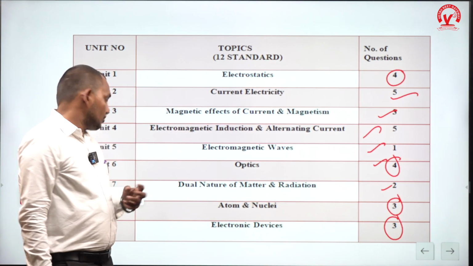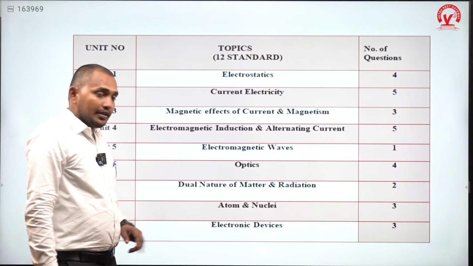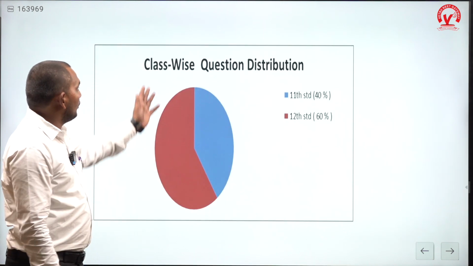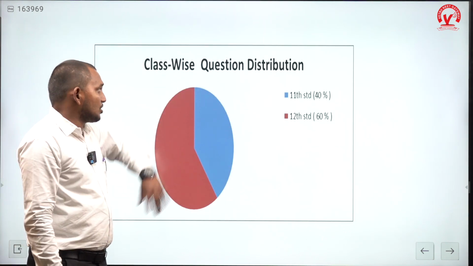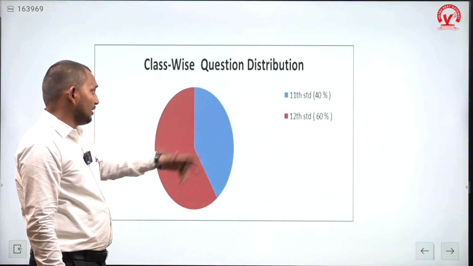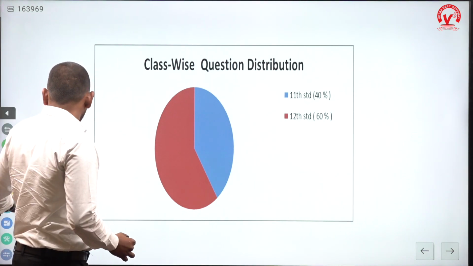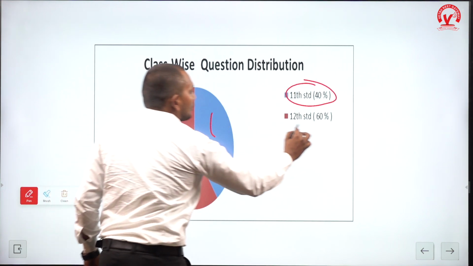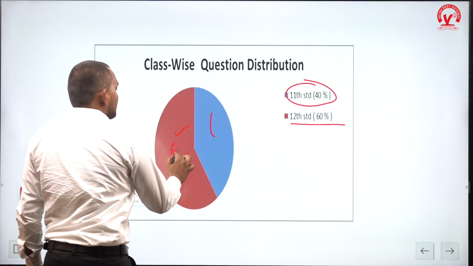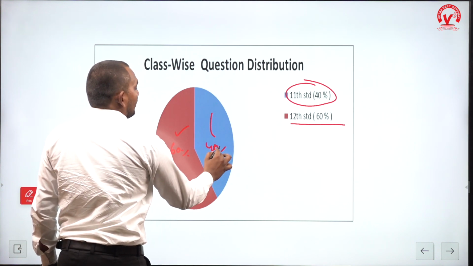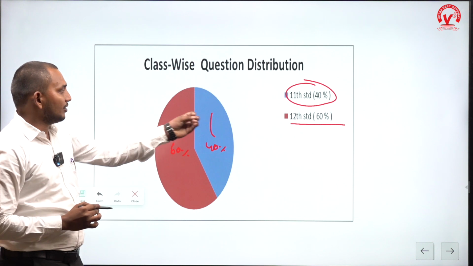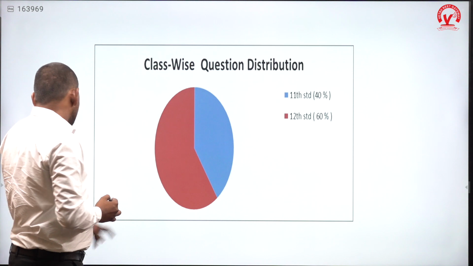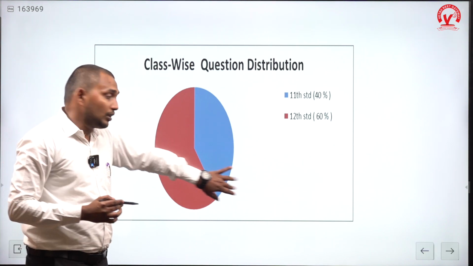This is the 2023 NEET chapter-wise analysis, chapter-wise weightage. And look at the class-wise question distribution. From 11th they gave 40% of the questions, and from 12th they gave 60% of the questions. The majority of questions this year came from 12th class.